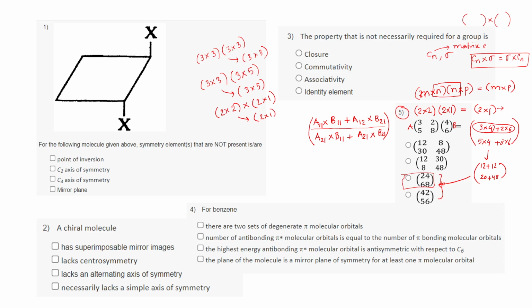So the answer is 24 and 68. This is the correct answer for this matrix. Now we will actually go lecture by lecture. In week 1, only 5 lectures are there, so we'll discuss them one by one.